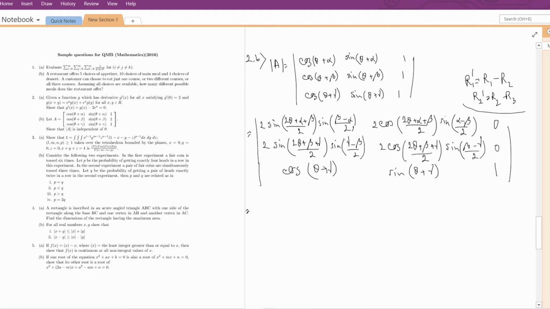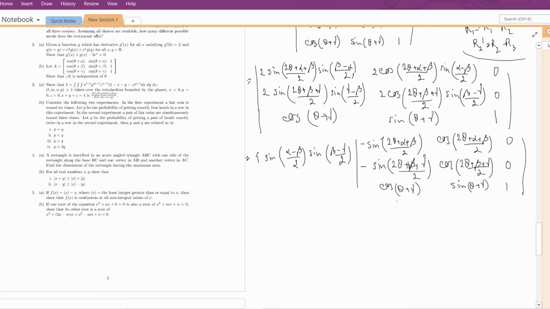Now if we take common 2 sine alpha minus beta by 2 from the first row and 2 sine beta minus gamma by 2 from the second row, then on the outside we will get 4 sine alpha minus beta by 2 into sine beta minus gamma by 2 into, inside the determinant we get this.